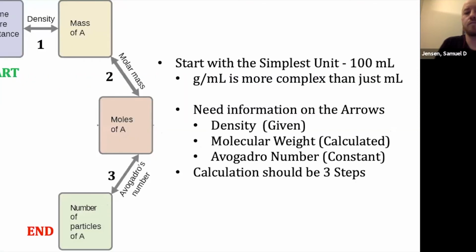Okay. So this helps us understand what other things I need before I can start this. We already have the density, the first part, but we don't have the molecular weight. We need to go ahead and calculate that. Avogadro's number is a constant, so generally this is given. And so we would expect that our answer should go through 3 steps to get to the end.